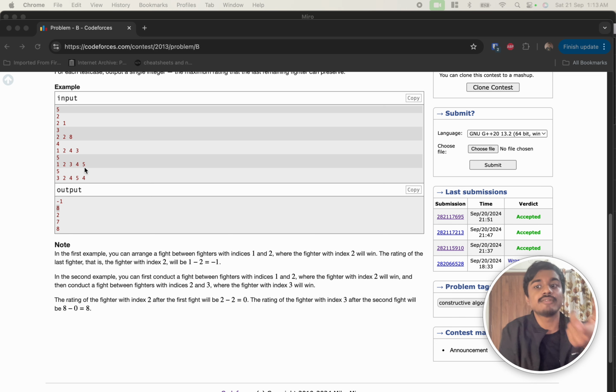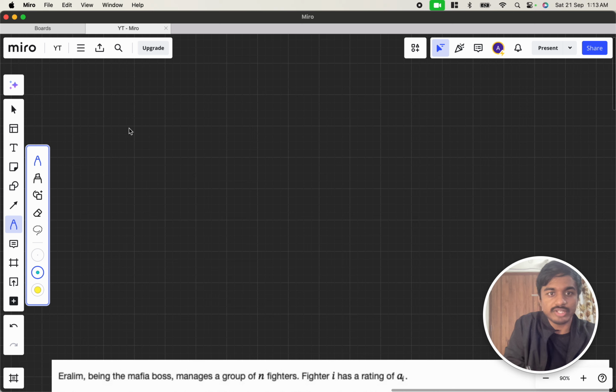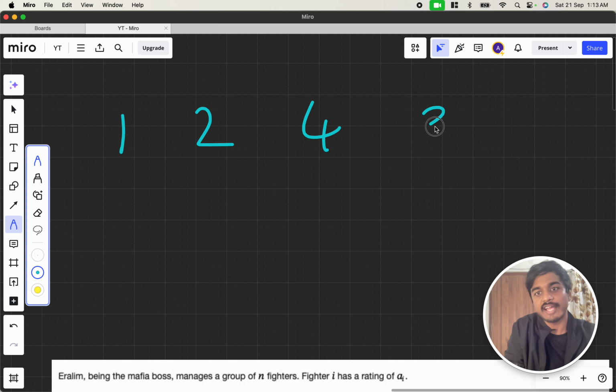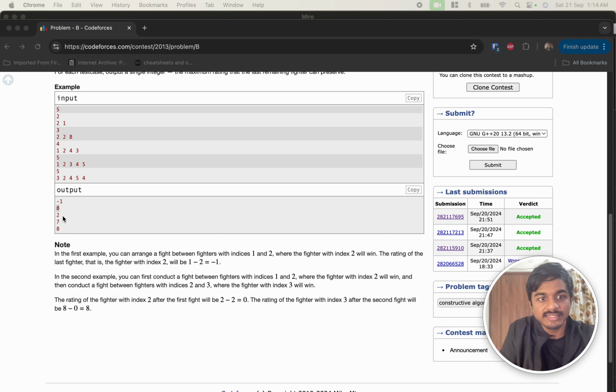Now let's try to understand 1, 2, 4, 3. We can do many possibilities. Let's say that these two guys fight. This guy gets eliminated, and this guy's value becomes 1. Let's say these two guys fight: 4 and 1 fight, and 4 minus 1 is 3. Then these two guys fight, and the value is 0. But in the answer, they say it is 2.